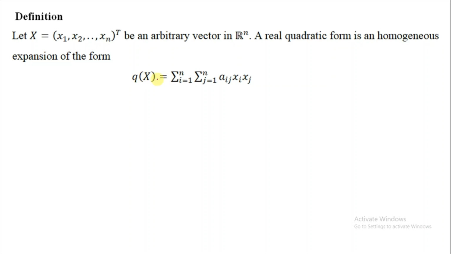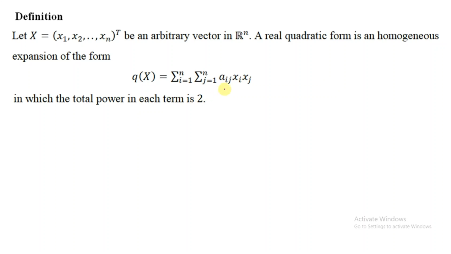The quadratic form Q of x equals the summation where i varies from 1 to n and j varies from 1 to n of a_ij x_i x_j. This is the quadratic form in which the total power in each term is 2. So we are expanding.